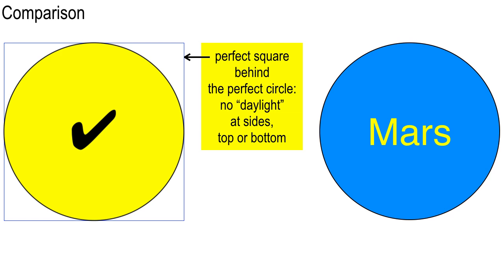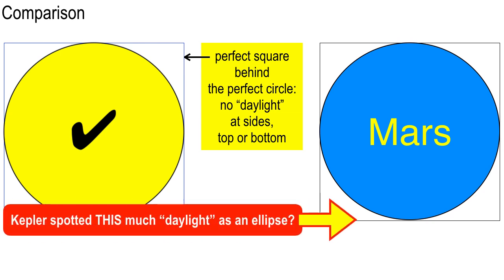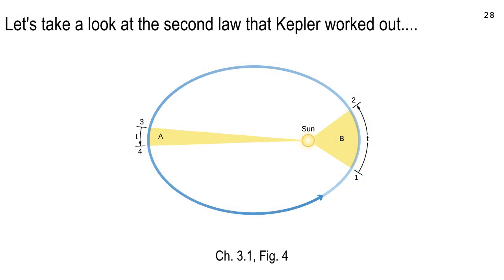Now let me copy that and park it over behind Mars's orbit. There it goes. See that little bit of daylight down there? Oh my goodness. Most of you didn't notice, but if you voted for K, you get the Kepler Award for today, because that's what Kepler spotted. All right, let's keep going.